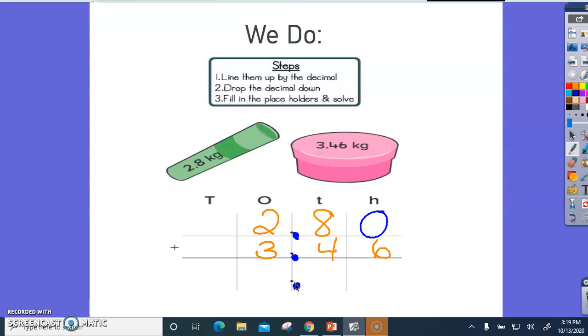So 0 plus 6 is a 6. 8 plus 4 is 12. Carry up to the ones place, and then you have 1 plus 2, which is 3, plus 3, which is 6. So 6 and 26 hundredths is your answer. So make sure, pause the video. If I went too fast, pause the video here and make sure that you're lining up your digits.